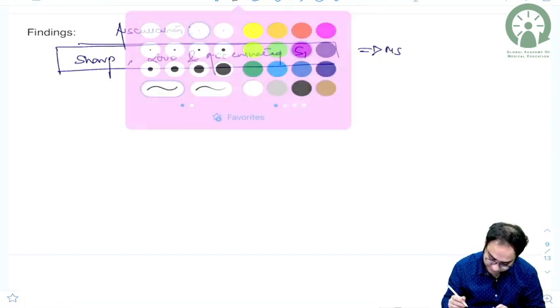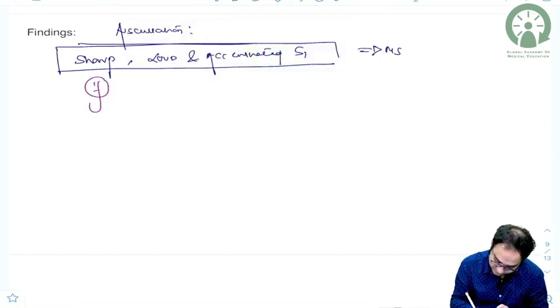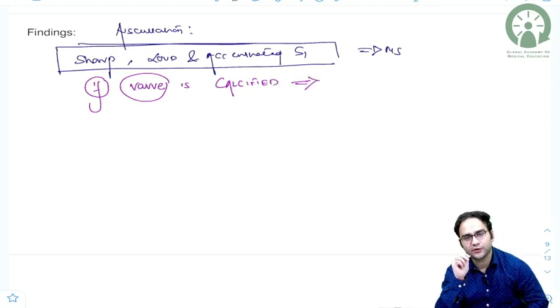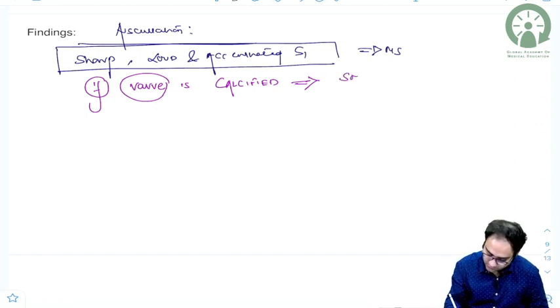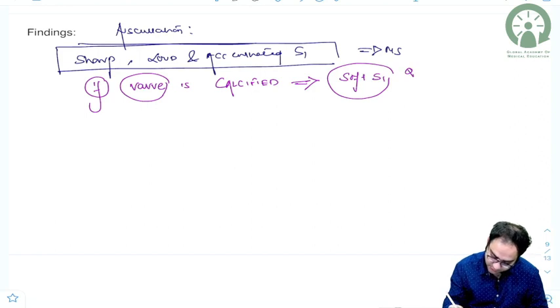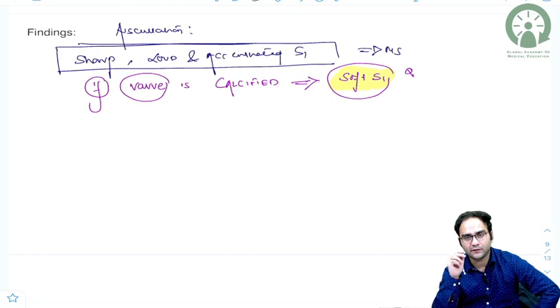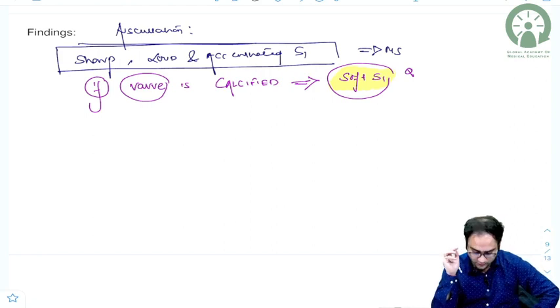If the valve is calcified, you will get a soft S1. If the valve is calcified, you will get a soft S1. This you need to remember. With calcification of the valve, when the pliability of the valve is lost, you will get a soft S1.